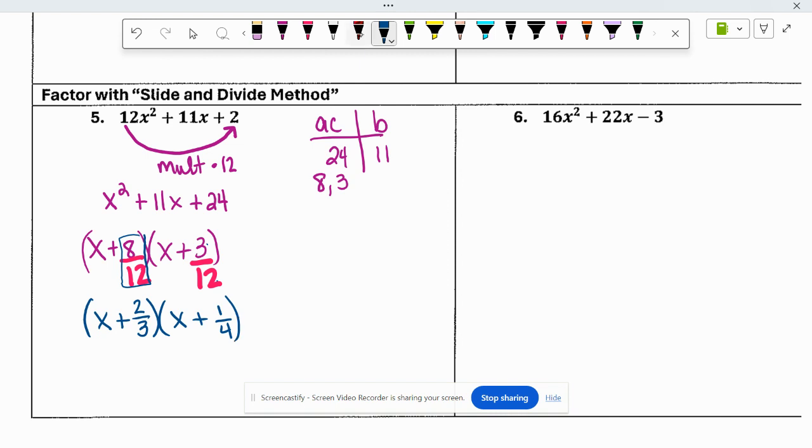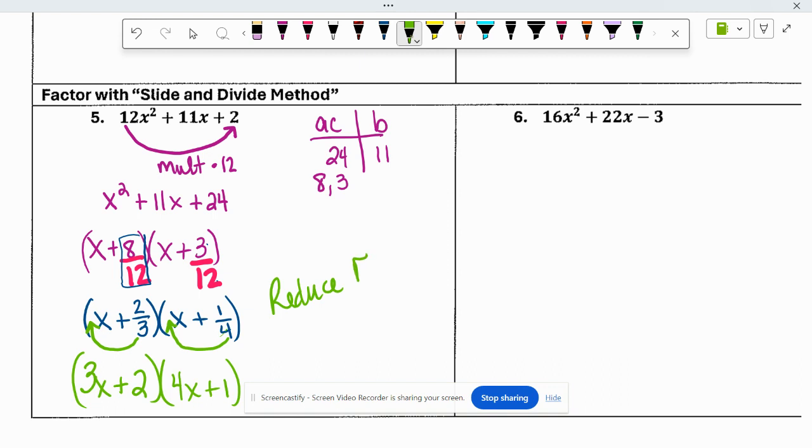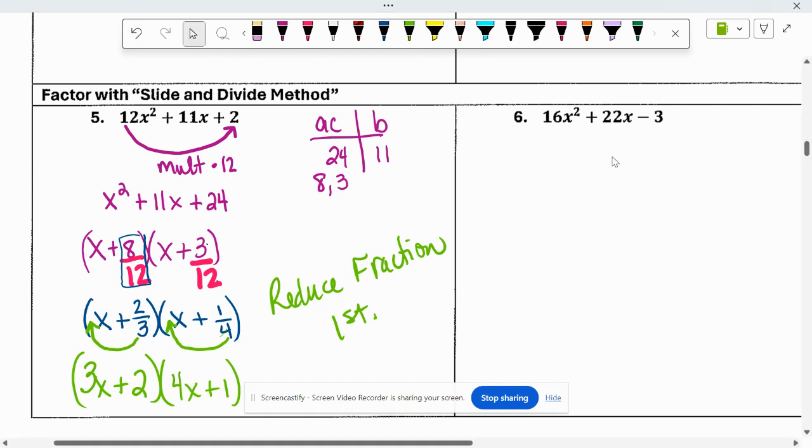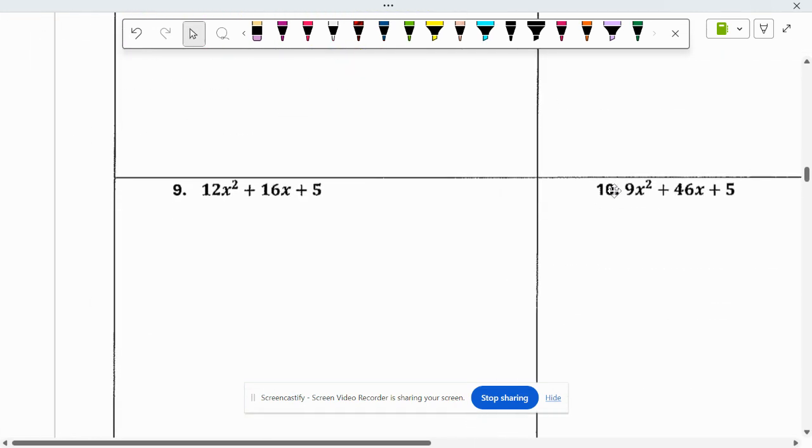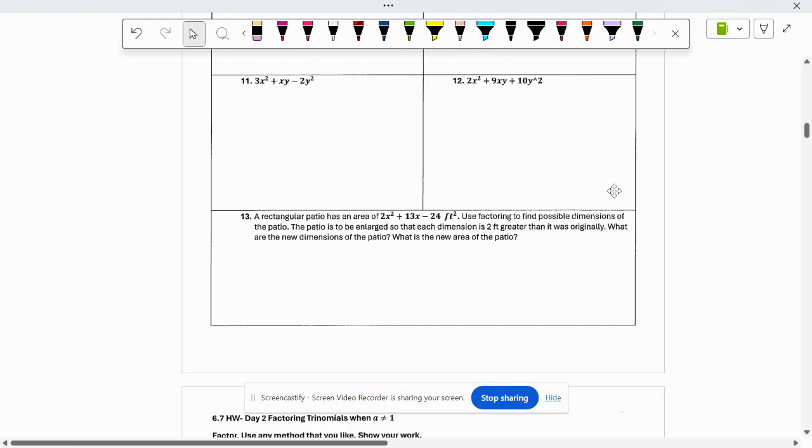1/4. So remember, we can't have the fraction, so we take the denominator and slide it to the front. That gives me 3x plus 2 times 4x plus 1. So you have to make sure that you reduce the fraction first. Okay. So you have questions 1 through 13.